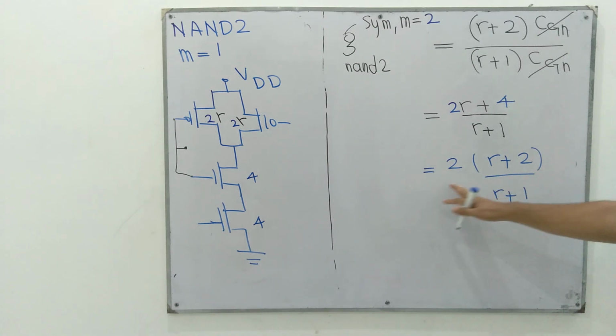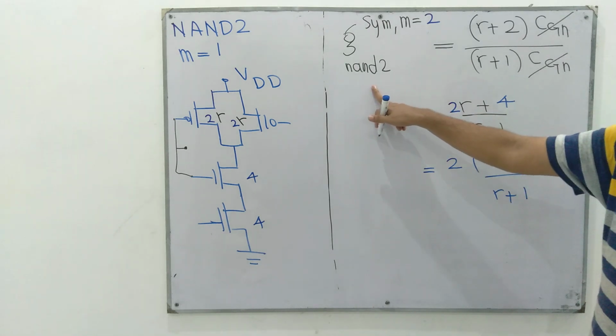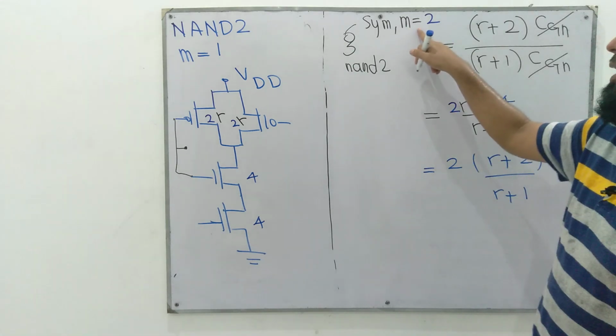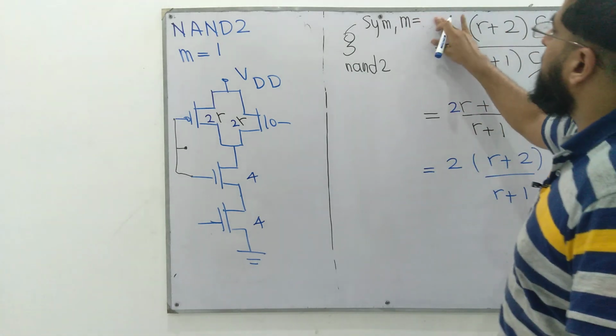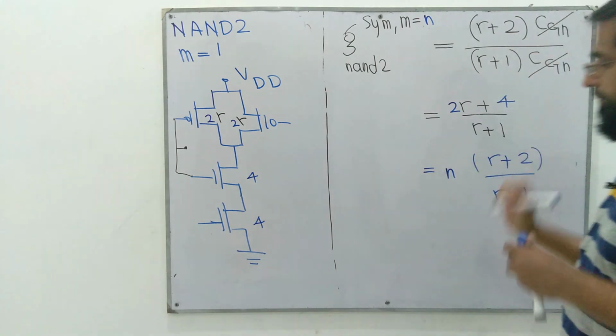So the scaling factor always multiplies with the aspect ratio, with the G, the logical effort that we compute for M equal to 1. In general, if it is N, we'll multiply it with N. Right.